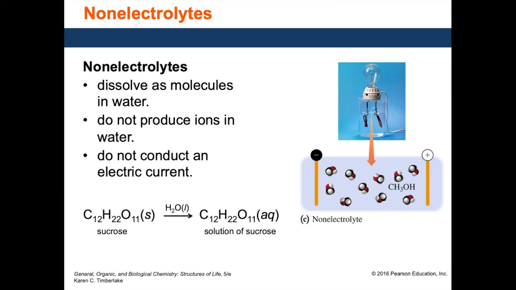Any sugar that you look at has alcohol groups on it, OH groups, and therefore is capable of hydrogen bonding with water, and that's why sugars will dissolve in water. Same thing with any alcohol, for example. So like methanol is shown here in this picture, and over here we have sucrose, which is a type of sugar. When these dissolve in water, they stay the same molecules.